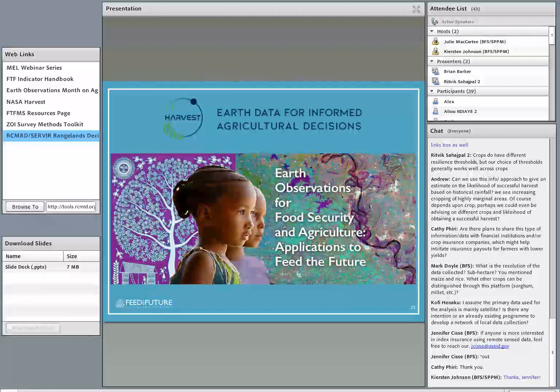I would add one thing, that having the crop-specific calendar is quite helpful. So you're better able to interpret what different things mean during the particular critical growing periods for each crop.